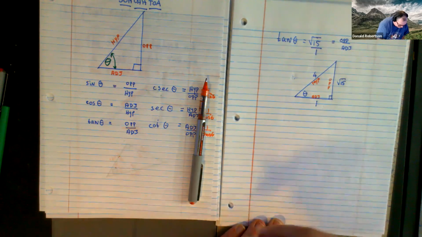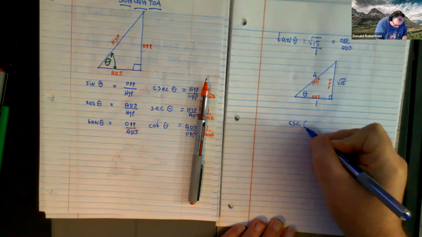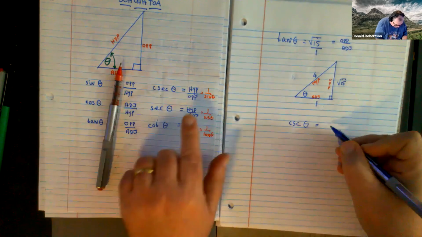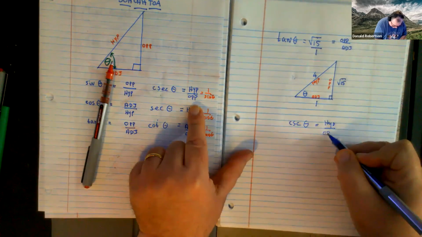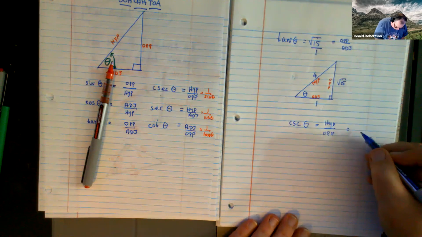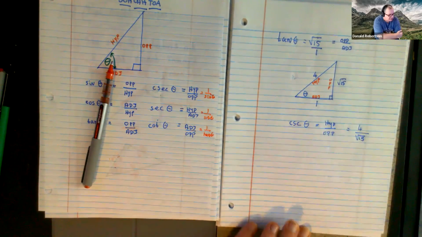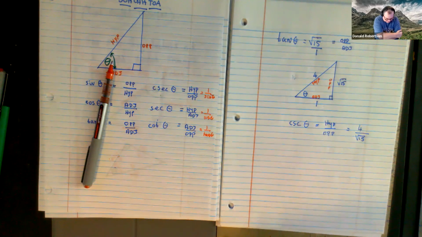I'll just pick one at random. Suppose I wanted to get the cosecant of theta. Then I just do hypotenuse divided by opposite. And the hypotenuse is 4 divided by the opposite, which is square root of 15. Are you okay with that? Style points. Do you think you're allowed to do square roots on the bottom of fractions? I mean, I know you want to leave it that way, but do you think you're allowed to leave it that way? Nah.